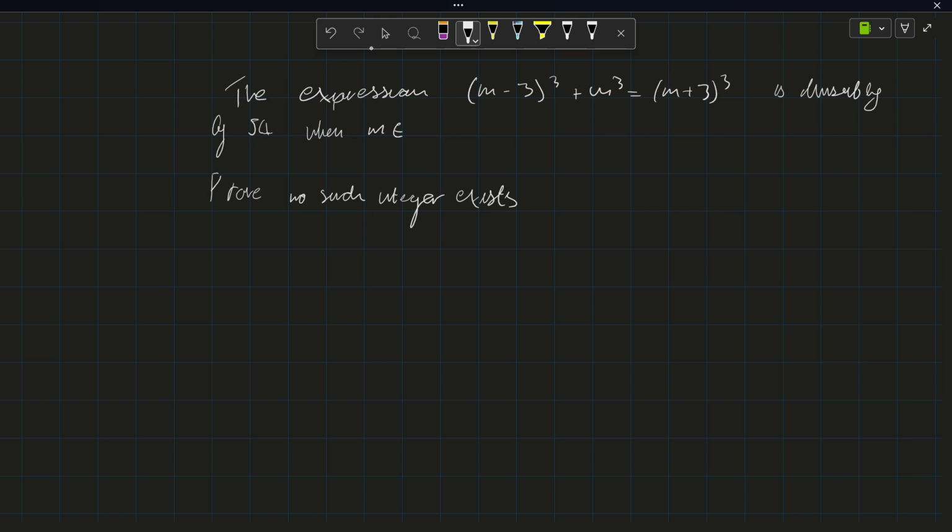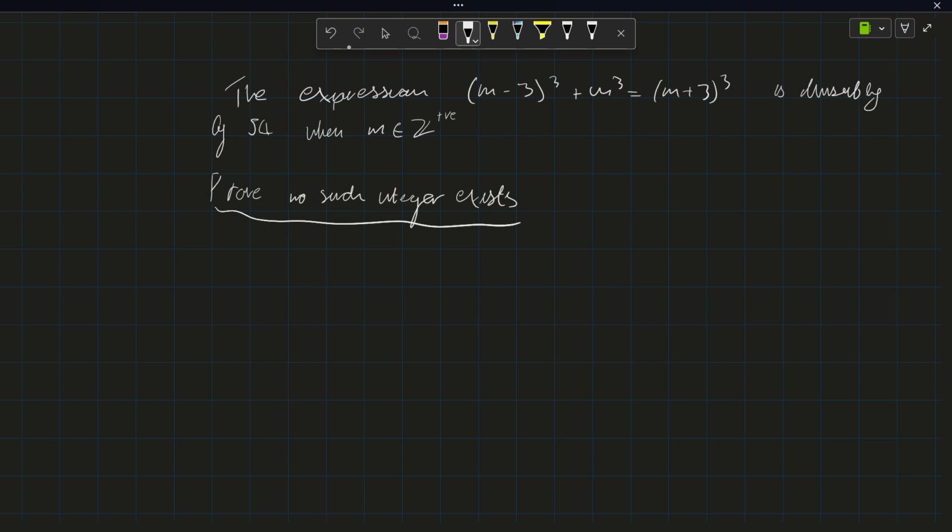Is m an integer, an even, so a natural number? No. Prove no such integer exists. This is the part that throws people off. Firstly, you just need to show that this doesn't work for a number. So this would be: prove it has to be even. That was one of the things. Prove this has to be even.